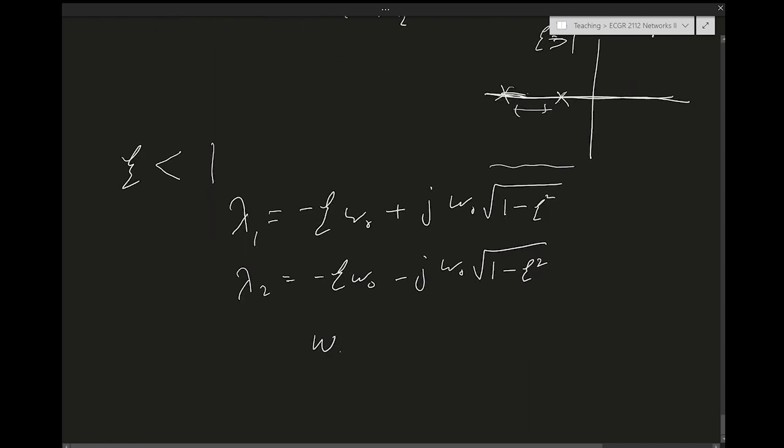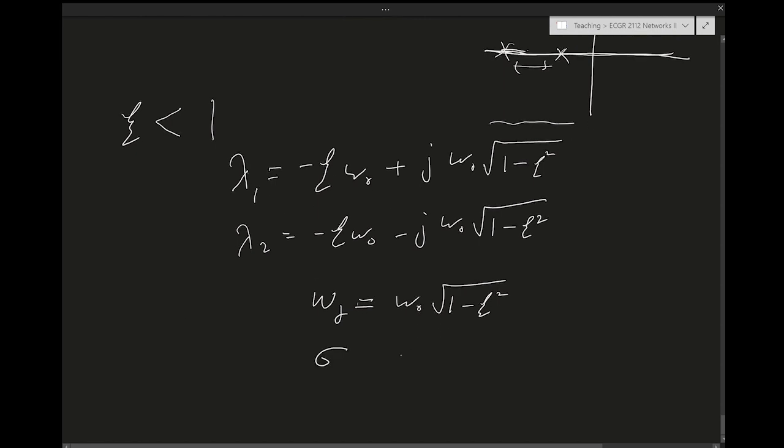Typically, you will see omega naught times the square root of 1 minus zeta squared designated as omega d. This is what's called the damped frequency. And then sigma, a variable sigma, just lumps omega naught with zeta. So those are two complex numbers with values minus sigma, the real part of the natural frequency, plus j times the imaginary part, which is just omega d, or minus sigma minus j omega d.